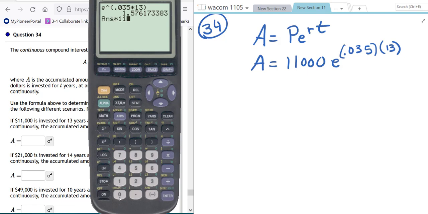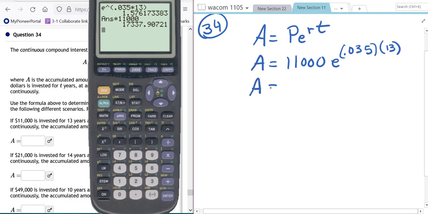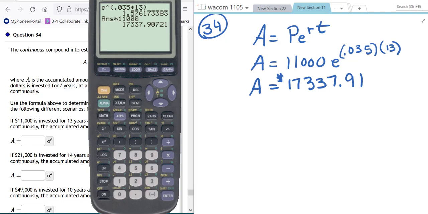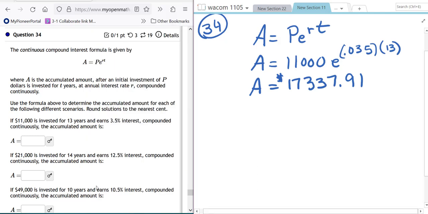Times 11,000. Enter. So A is 17,337 point, and to 2 places, this should be 9, 1. Good. All right. So we'll stop there.